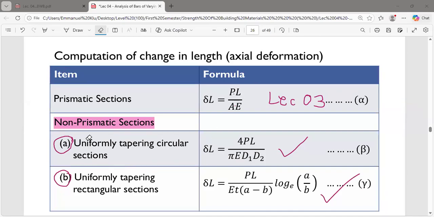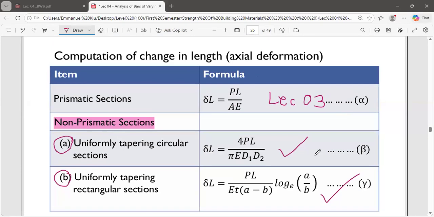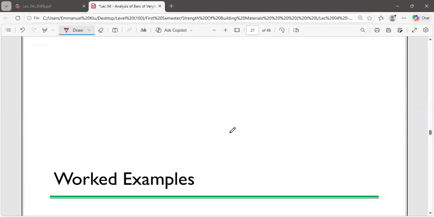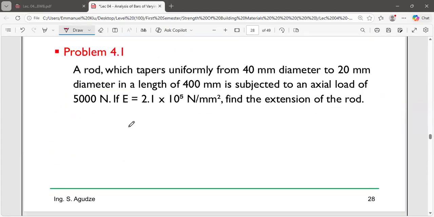All right. So as we were saying, that is the formula for the prismatic section, and this is also the formula for the non-prismatic section. These two together form lecture 4. These are the formulas we learned from lecture 4. Exactly. So let's quickly pick up our calculators and begin to solve some examples.